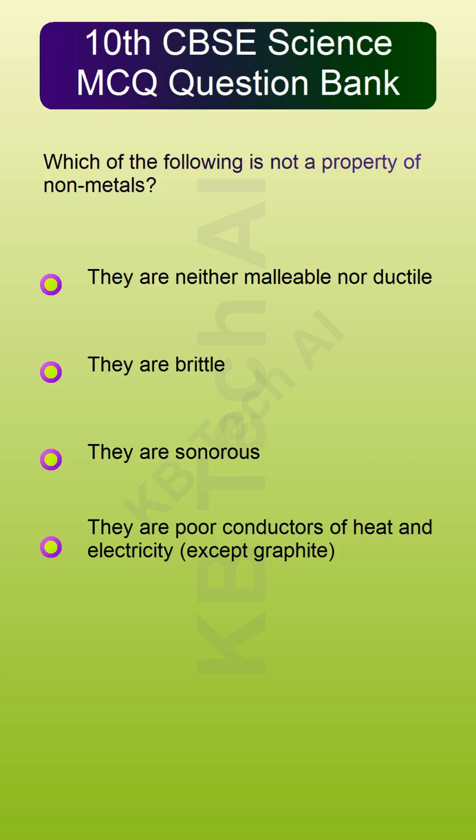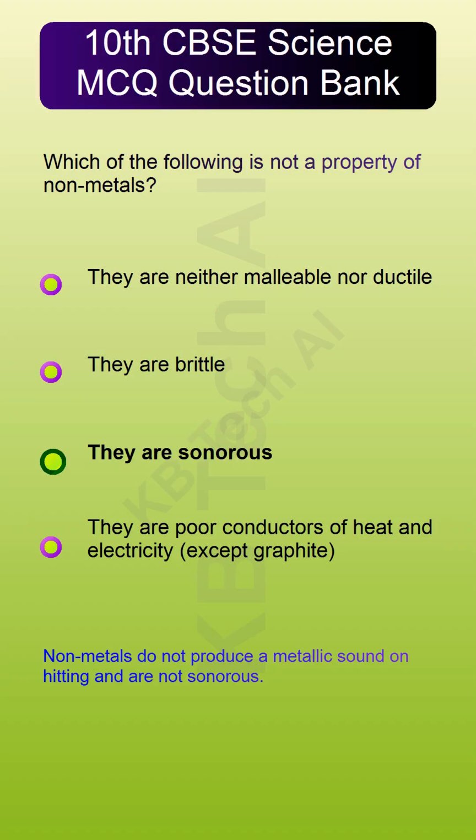Which of the following is not a property of nonmetals? Option 1, they are neither malleable nor ductile, Option 2, they are brittle, Option 3, they are sonorous, Option 4, they are poor conductors of heat and electricity, except graphite. The answer is Option 3, they are sonorous.